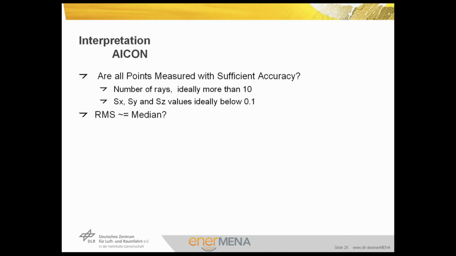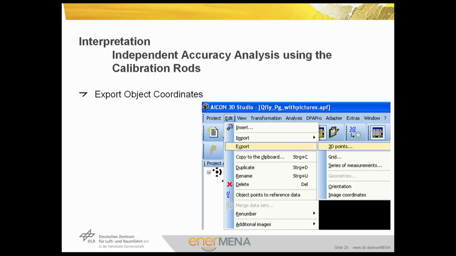The RMS value of the uncertainty should be more or less equal to the median value of the uncertainties, and the sigma 0, a statistical value which gives the quality of the total evaluation, should be lower than the shown value. If all this is fulfilled, your measurement accuracy should be okay. There's also the possibility for an external cross-check of the accuracy using the calibration rods which you have put to your object. If you want to do an external accuracy analysis, you can export the object coordinates as shown on the right, which means click Edit, click Export, click 3D points.